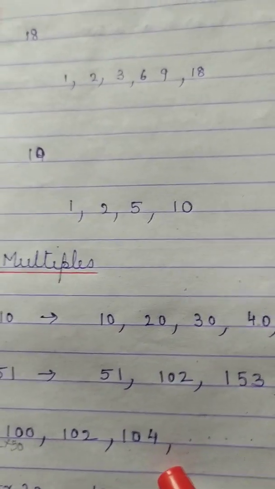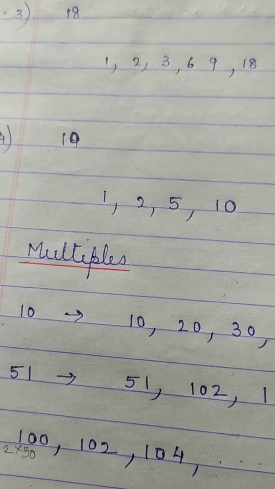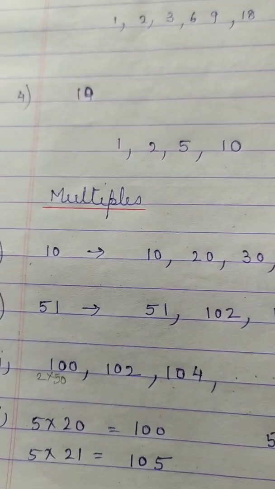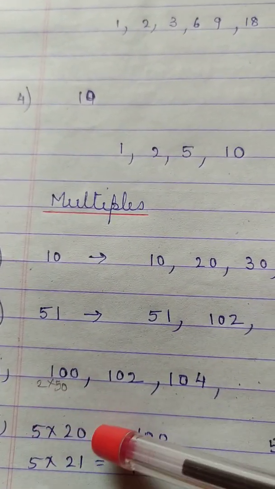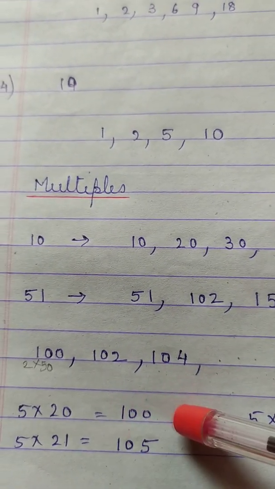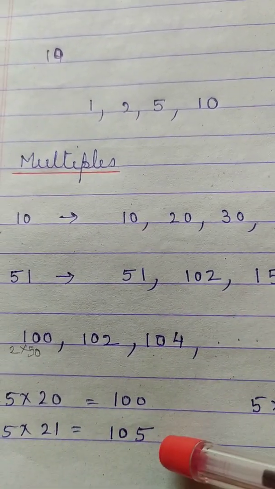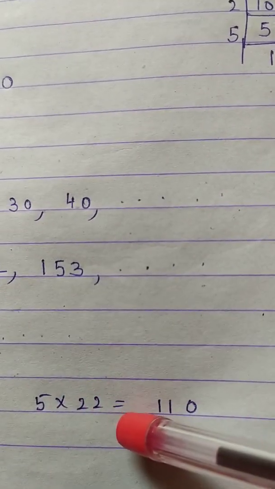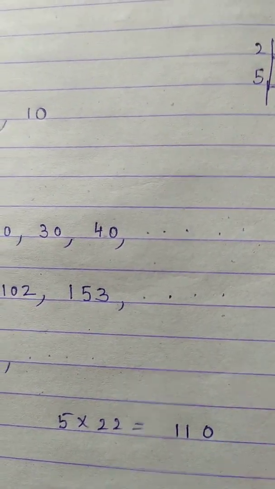Okay. Next, the next question was write 5 3-digit number that are multiples of 5. So 5 into 20 gives you 100. It's a 3-digit number. 5 into 21 gives you 105. 5 into 22 gives you 110 and so on.